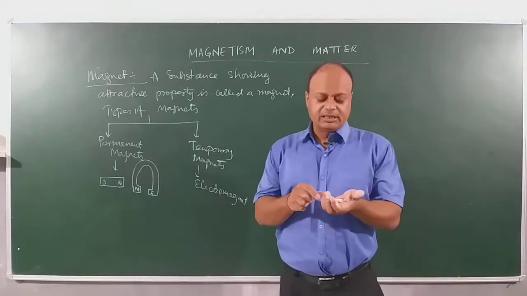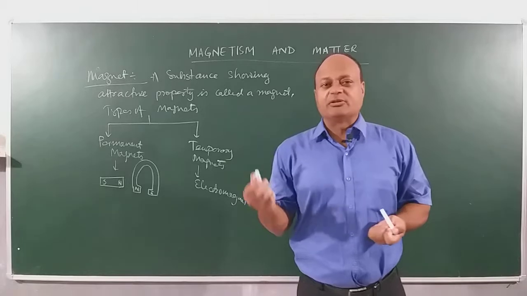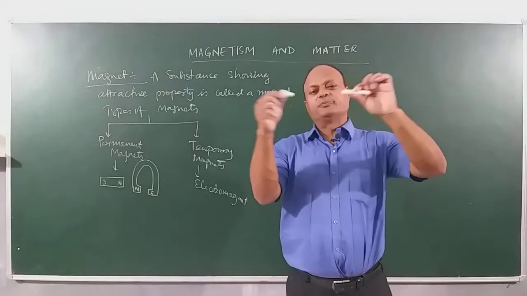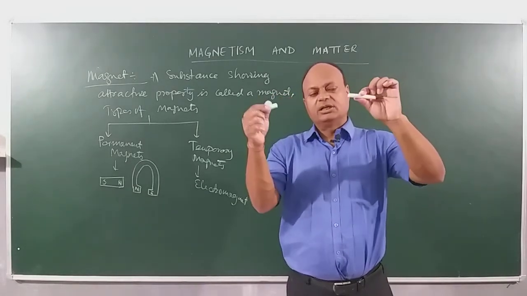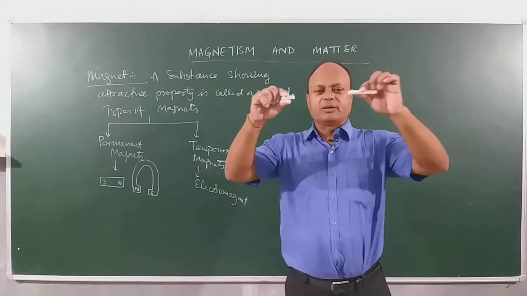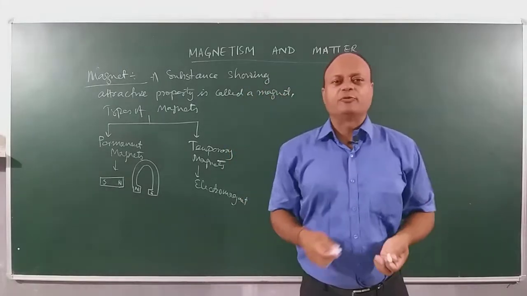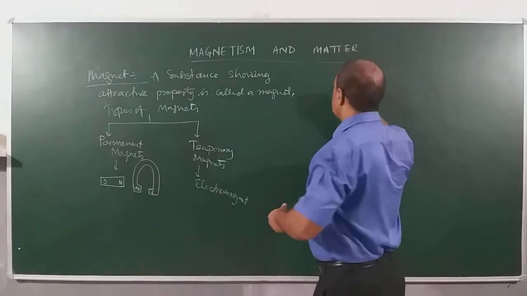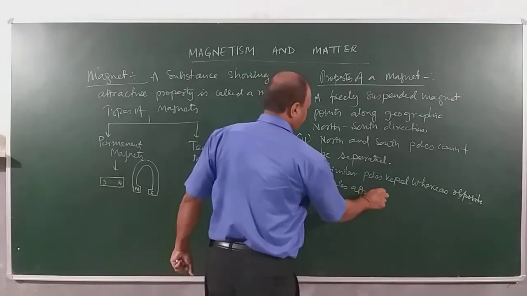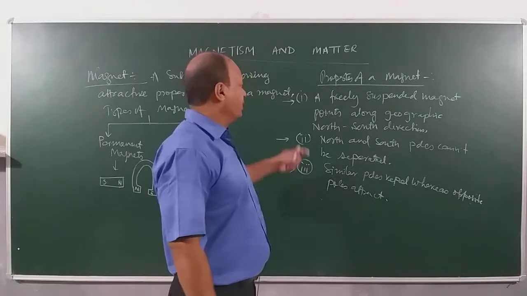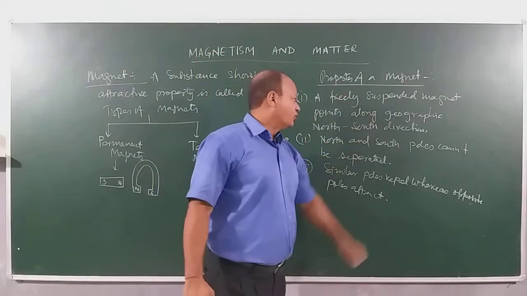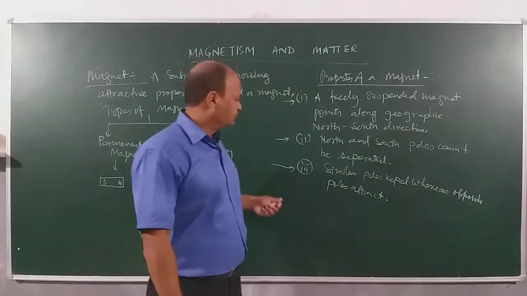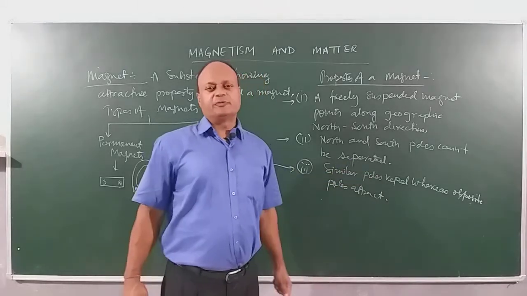Now the third important property is that suppose I have two magnets, irrespective of their shapes and sizes. Suppose one is a big magnet, the other is a small magnet, and if the north poles come closer together, they will repel. But if the north pole and south pole come closer, they will attract. So similar poles will repel and opposite poles will attract. I have written these properties on the board. A freely suspended magnet always points along the geographic north-south direction. North and south poles cannot be separated, and similar poles repel, whereas opposite poles attract.